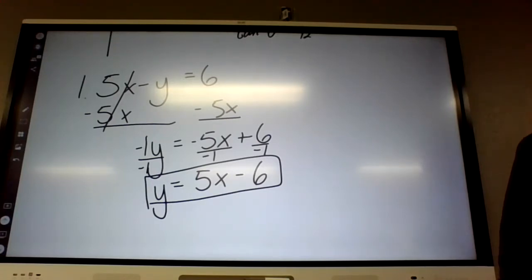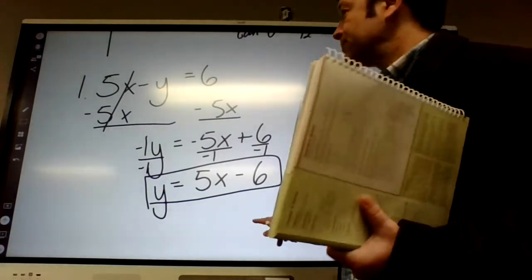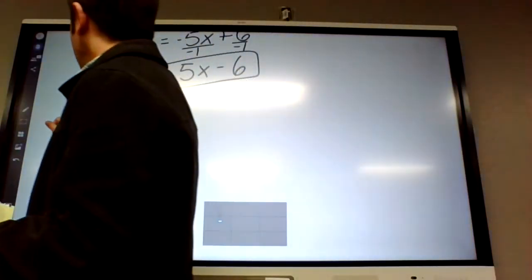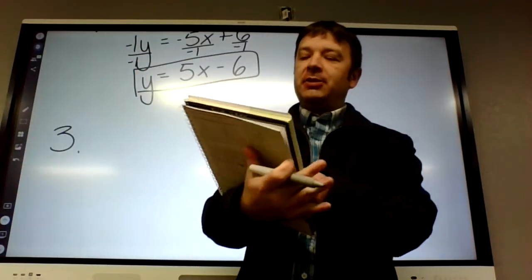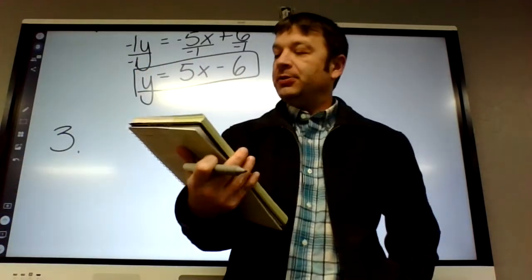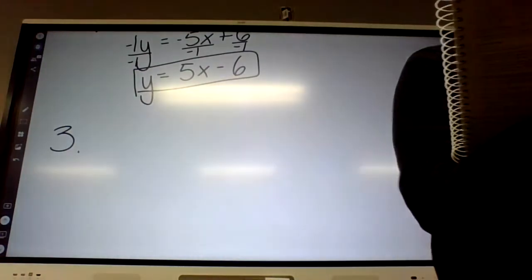Okay, number 3, this one's a graph. Oh, already. I love graphs. Most of these are not graphs, just a few. No, most of them are graphs. Okay, number 3 says, make a table of at least 3 ordered pairs, then graph the equation. What do you think they mean by make a table of at least 3 ordered pairs?